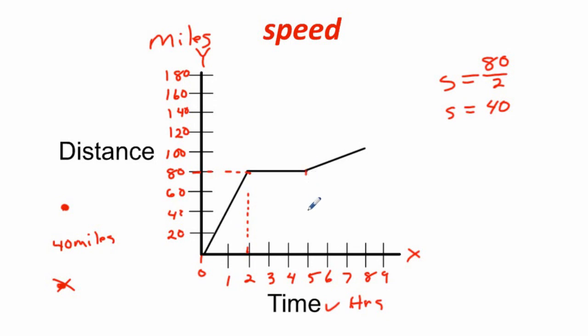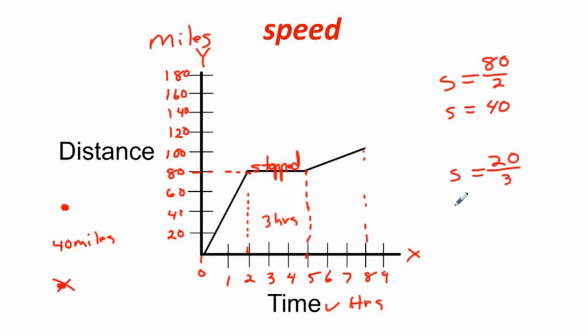And how long did we stop for? Well, we stopped from 2 hours to 5 hours, so that would be a total of 3 hours in here. So we're stopped. And then we started moving again, but are we moving faster or slower than before? Well, let's look at it. If we go from 5 to 8 hours, that's 3 hours. And we only went from 80 to 100, so that's only 20 miles. So we got 20 miles in 3 hours.